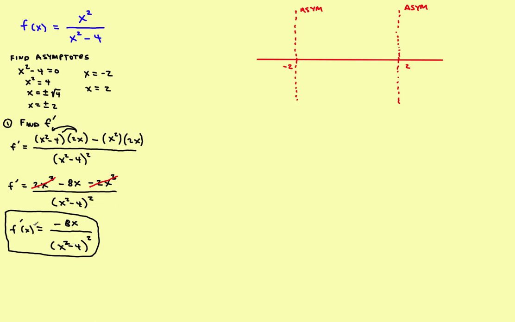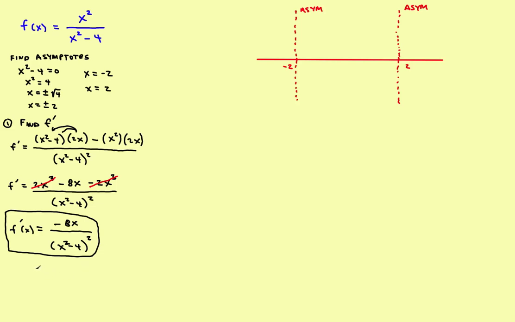But again, the critical points only exist where the original function is defined. It has to actually be a point on the graph. So the asymptotes will act like critical points, even though they're not really critical points. But what we want to know is this. We want to know where is the first derivative equal to 0.